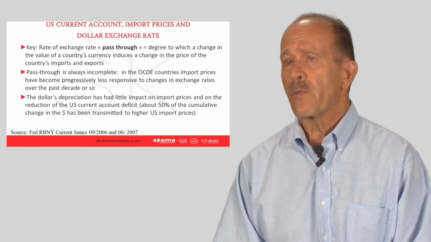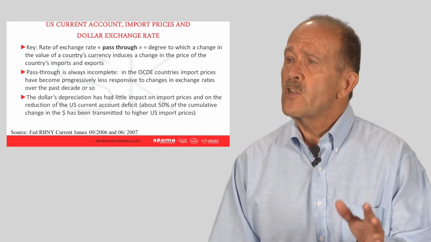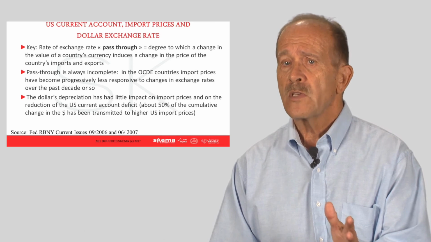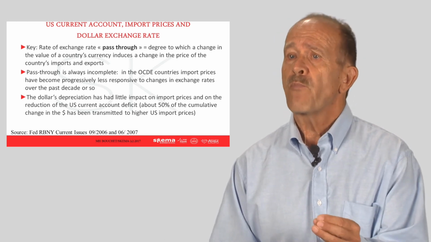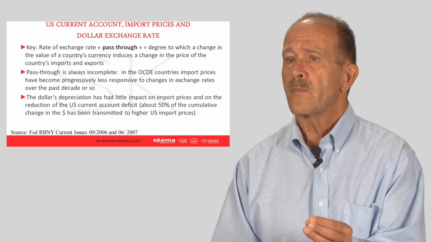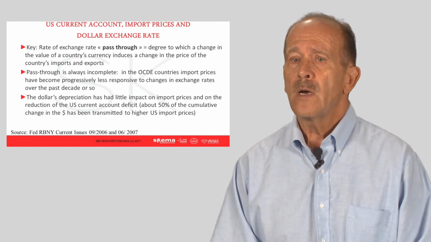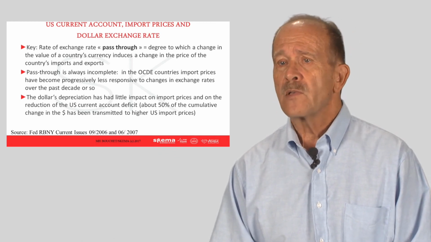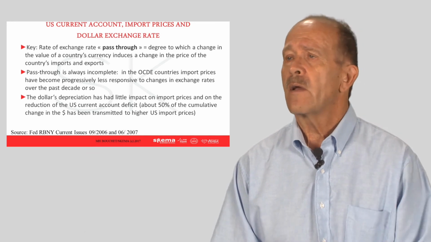The exchange rate pass-through is the degree to which a change in the value of a country's currency induces a change in the price of the country's imports and exports. In the US, a cheaper dollar has little impact on import prices and does not lead to a major decline in the trade deficit.